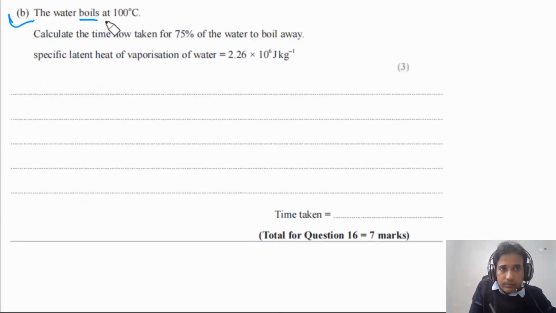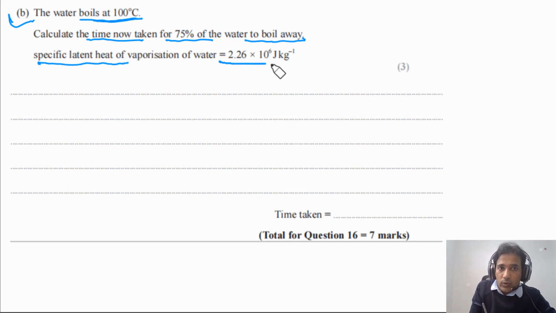Part B says the water boils at 100 degrees Celsius. Calculate the time now taken for 75% of the water to boil away. The specific latent heat of vaporization of water is given to us. So we need to calculate the time taken.